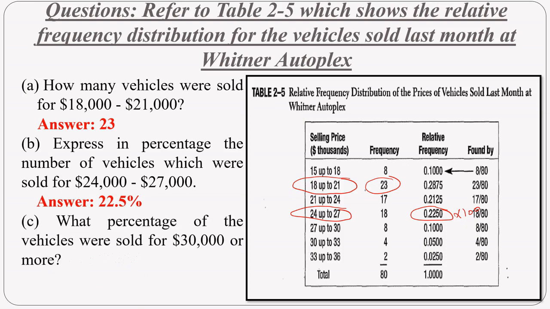The third question, what is the percentage of vehicles sold 30,000 or above? Now you can see here 30,000 and above. It is from here, this 2 point. So we need to add these two, then we need to multiply by 100. So if we add these two and multiply by 100, it will be 7.5%. So this is the answer to this question. So I hope, dear students, you have understood this problem clearly.